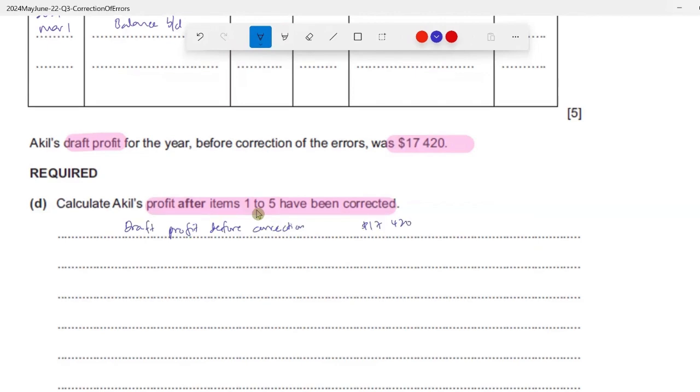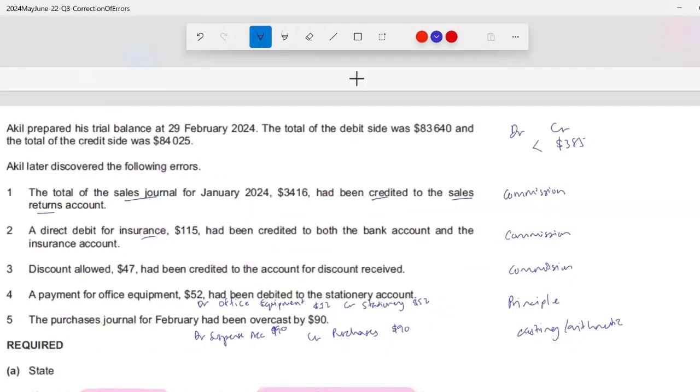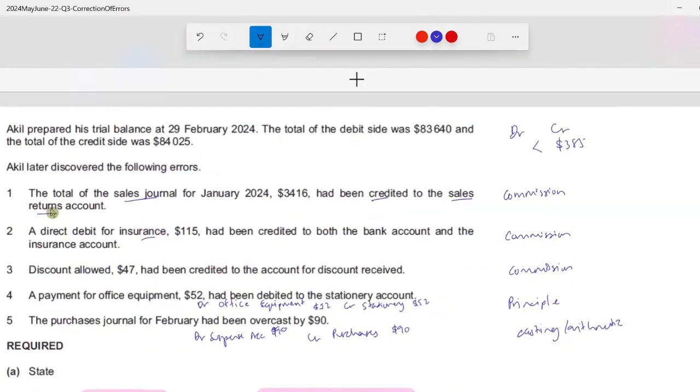Draft profit. We'll add. Let's look at the errors first. Error number 1 won't affect the profit, reason being this amount has been credited. It should credit the sales account, but it has been credited to sales return. This credit, after we make correction, we debit sales return and credit sales, is still a revenue impact. The revenue is not increased or decreased, therefore no effect to the profit.